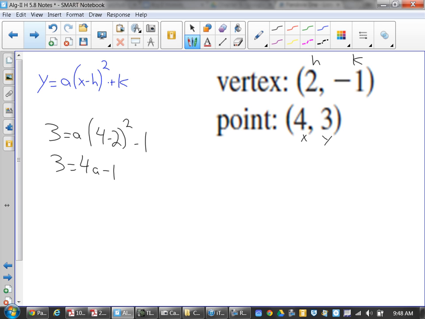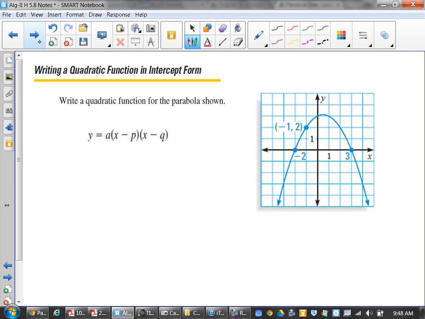What's A? No, it's not always going to be 1. So y equals x minus 2. Okay. Not bad. Let's do the next one.